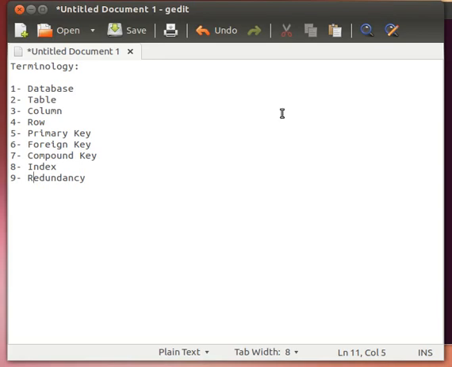Right, hello again. Before I actually start connecting to the MySQL server and start playing about with it, I'd like to make sure that everyone is familiar with the terms that you see in front of you: database, table, column, row, and the rest of it. Now, what is a database?